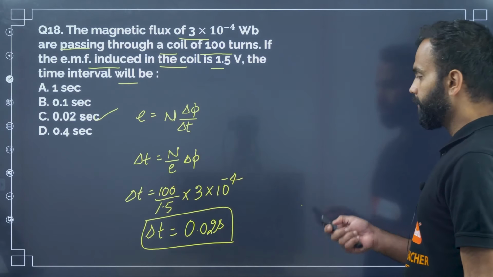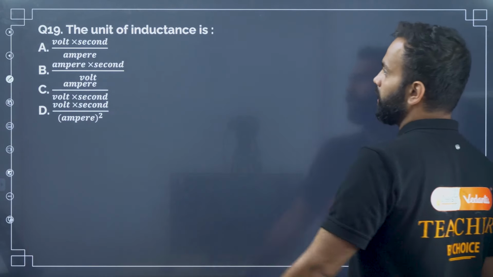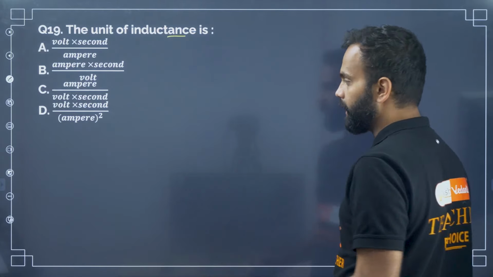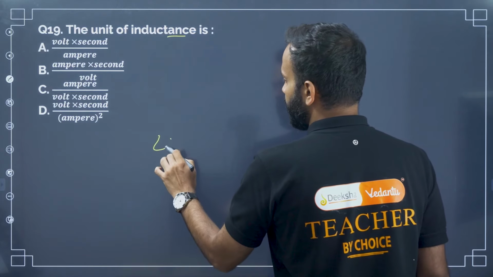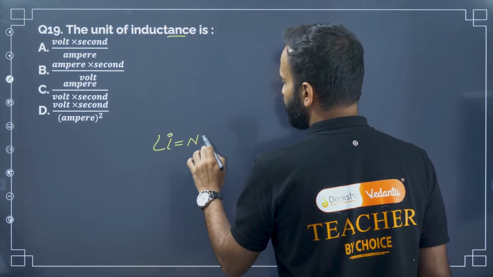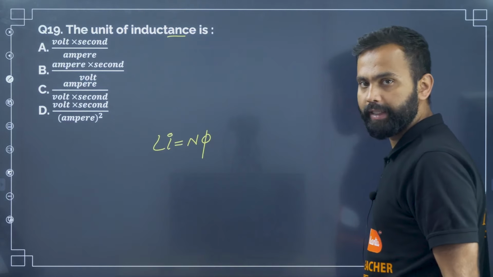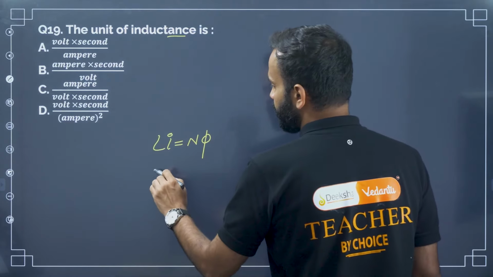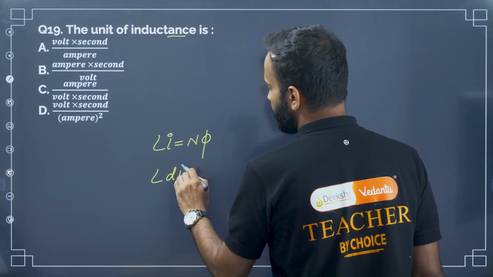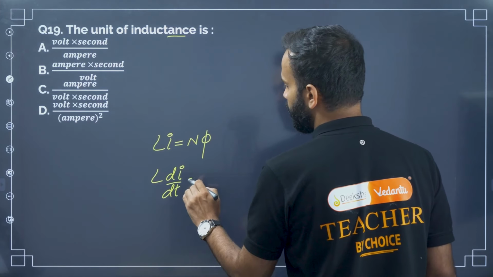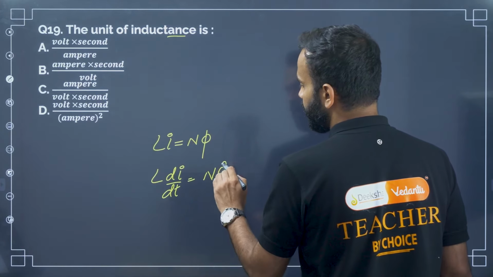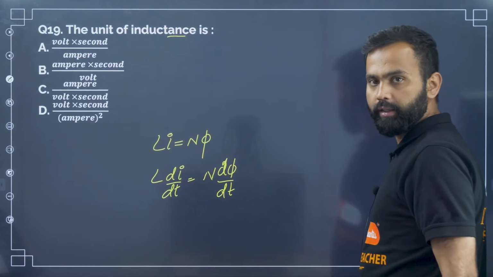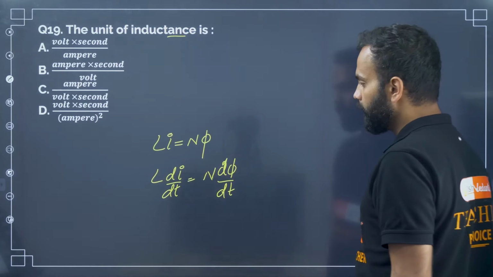Okay, question number 19. The unit of inductance is, okay, so let's find. Here we know that L into I equal to N into phi. N is unitless, right? Number of turns doesn't have any unit, right? Okay. So now differentiate both sides with respect to t. So now L into di by dt is equal to N into d phi by dt. So what is N d phi by dt? Rate of change of magnetic flux, that is induced EMF.